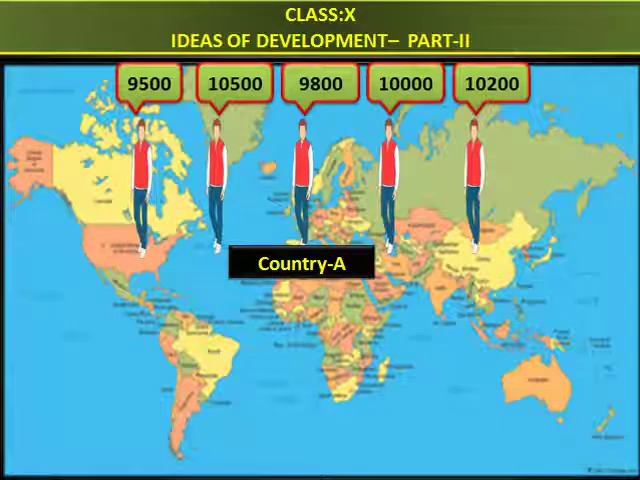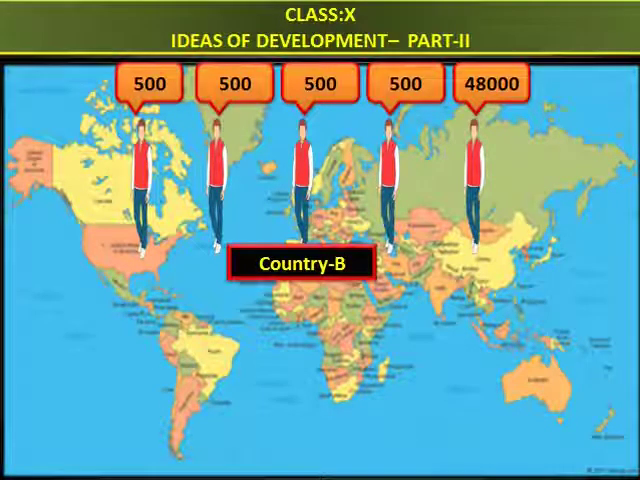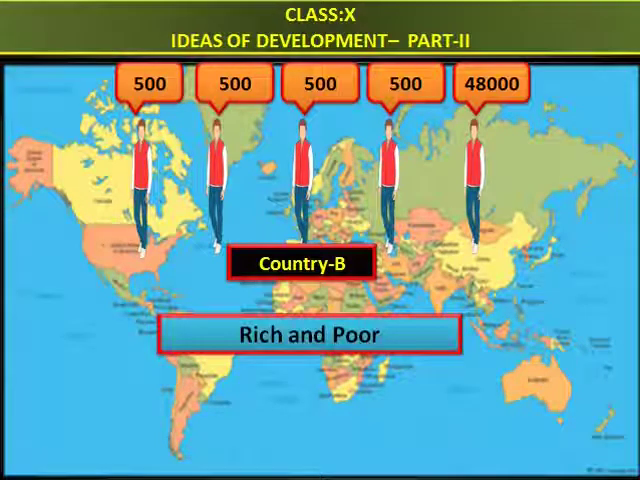In other words, country A has less inequality in the distribution of income than country B, whereas country B has no equitable distribution of income, and has rich and poor people. Hence, it can be said that per capita or average income is useful for comparison, but it doesn't tell us how this income is distributed among people.